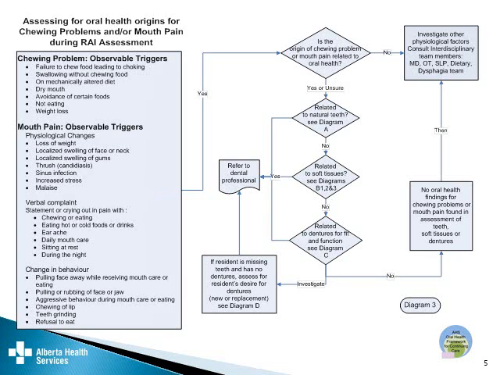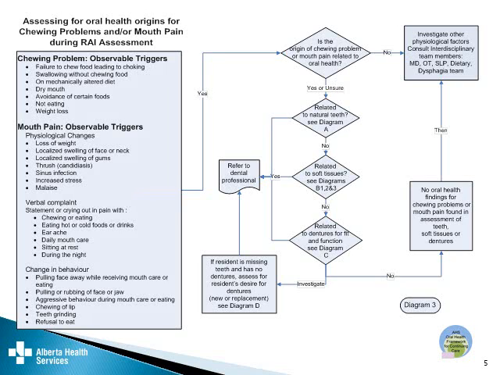Here's an example of one of the decision trees that focuses on chewing problems and mouth pain. In the column on the left, it gives a list of observable triggers for chewing problems and 3 categories of observable triggers for mouth pain: physiological changes, verbal complaints, and change in behavior.